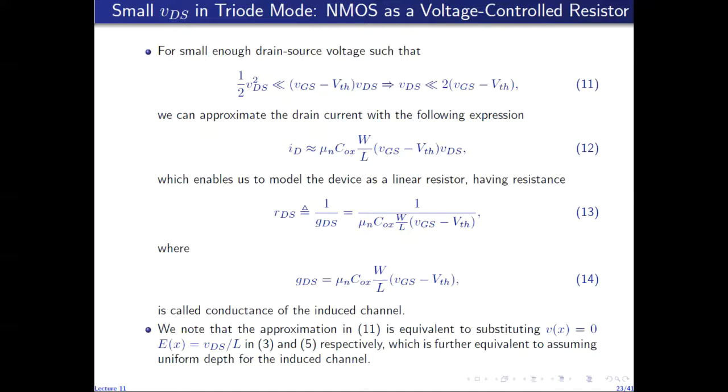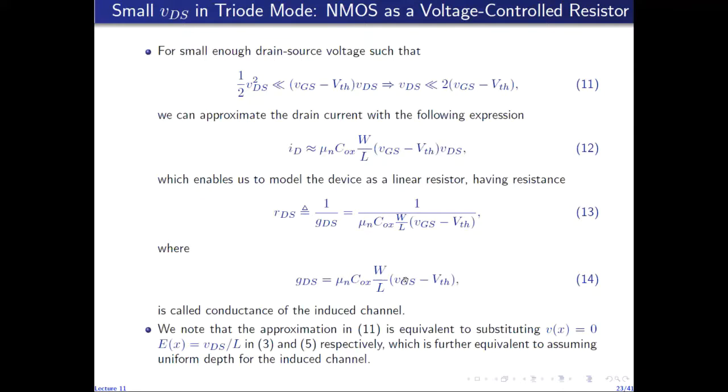So that voltage is constant along the channel, which results in constant vertical electric field, which gives us uniform depth of the channel. So this approximation just says that for small enough VDS, the channel is still approximately uniform in depth, and it behaves like a linear resistor, whose value is given by this expression.